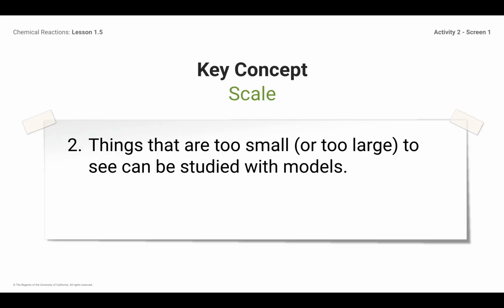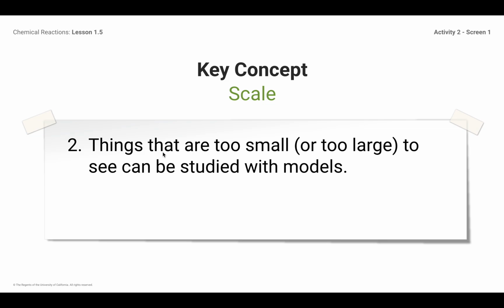We have a new key concept. So I'm going to read this, and then you guys go ahead and pause it and write it down. Your key concept number 2 is a repeat. We've had this one, I think, twice already this year. And that is just to remind you that things that are too small or too large to be seen or to see can be studied with models. Sorry, I screwed that up. Things that are too small or too large to see can be studied with models.